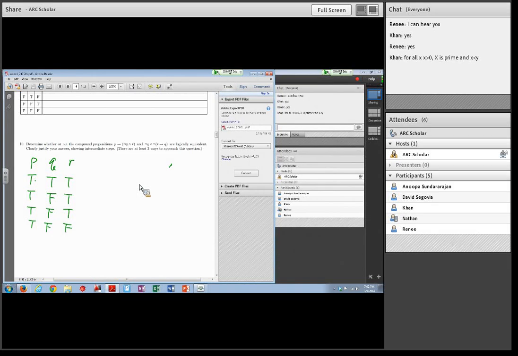Go down the P column, four T, four F, then for Q go T, T, F, F, T, T, F, F, then T, F, T, F for the R. That's the technique. So we can just jump into not Q and R.